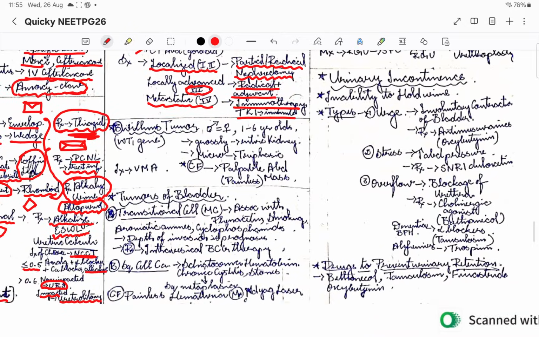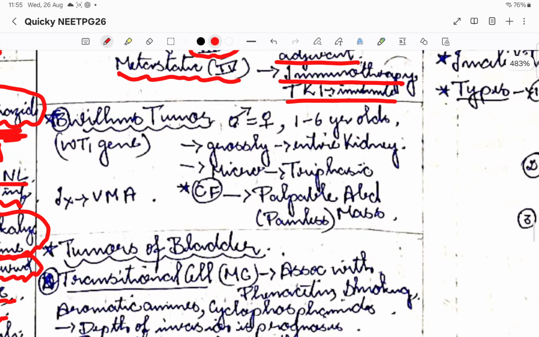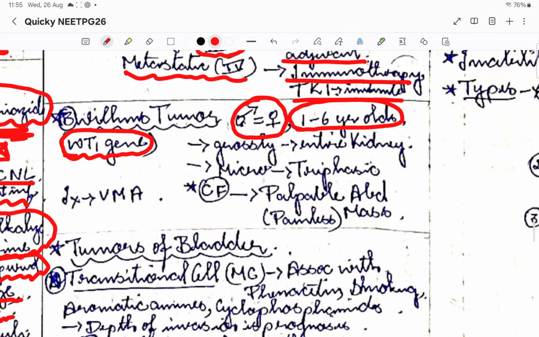Okay, so now coming to Wilms tumor, I told you, right? The other malignant tumor. Wilms tumor will be more in males than females. Wilms tumor will always be in kids. The 1 to 6 year old kids are most commonly affected. It is the WT1, the Wilms tumor 1 gene, which is affected. If the mutation is there, it involves the entire kidney, and when we do the examination, a painless palpable abdominal mass will be there.